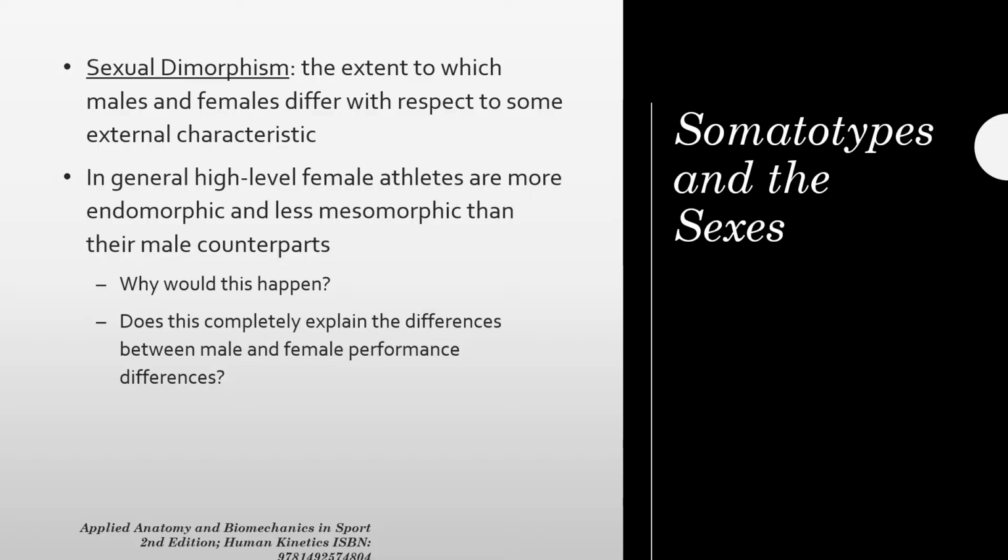Another important thing that we need to discuss with somatotypes is the differences between males and females. This is called sexual dimorphism. This is the extent to which males and females differ in some respects in an external characteristic, and this external characteristic is going to be somatotypes. So in general, our high-level female athletes are going to be more endomorphic and less mesomorphic than their male counterparts.